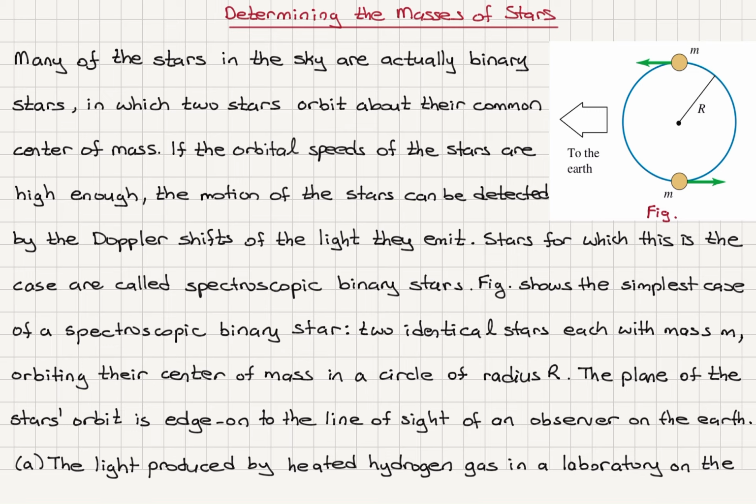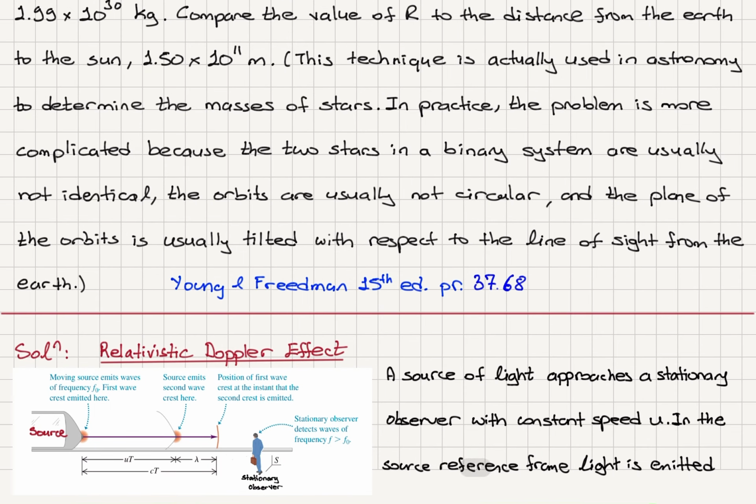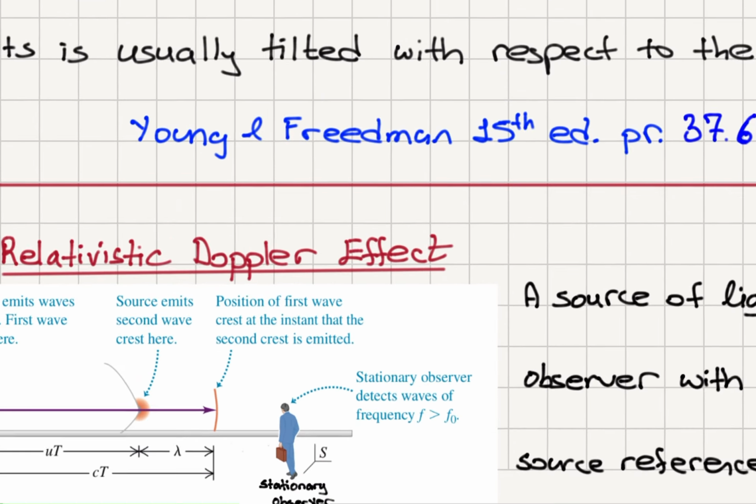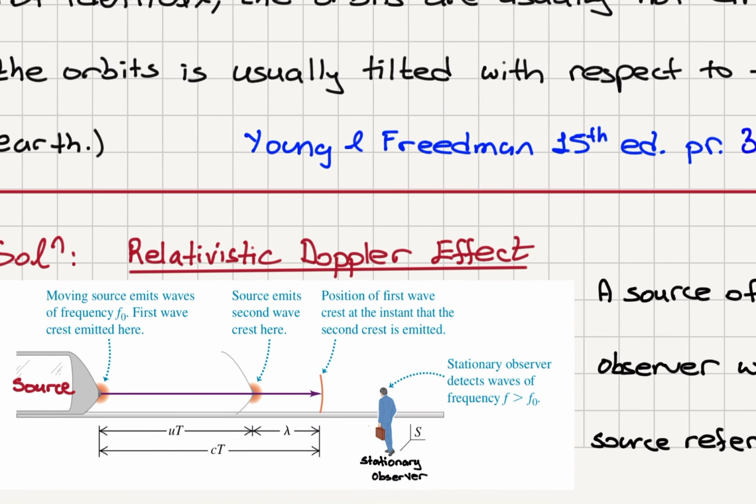Okay, so in order to answer this question, we have a source of light that is moving at a high speed. We have to use the relativistic Doppler effect. So let's think about the relativistic Doppler effect. We have a moving source that emits waves of frequency f0. The first wave crest is emitted here, and the source emits the second wave crest at this point. The position of the first wave crest at the instant that the second crest is emitted is at a distance equal to the speed of light times the period of the emissions as detected by the stationary observer.